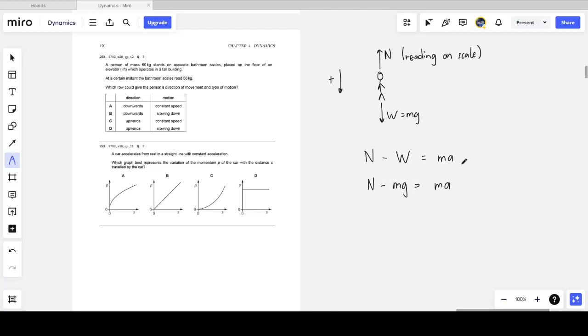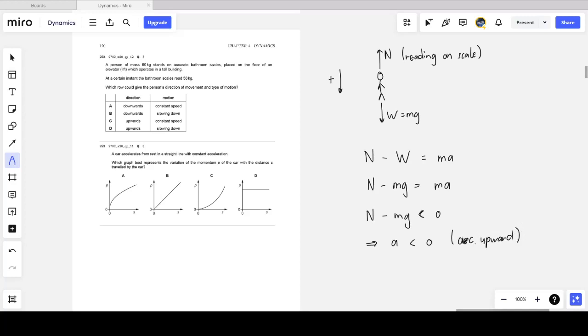And what we can see is that N is smaller than W because the reading on the scale is less than the weight. So N minus mg is a negative number since N is smaller than the weight. By the convention we've used where downward is positive, any negative value is going to be upward, which means the value for ma is negative, meaning the value for the acceleration a is negative. Mass cannot be negative. If a is negative, then a is upward. So this means that the direction of the acceleration is upward.